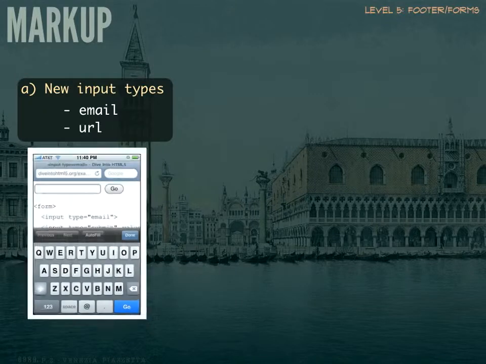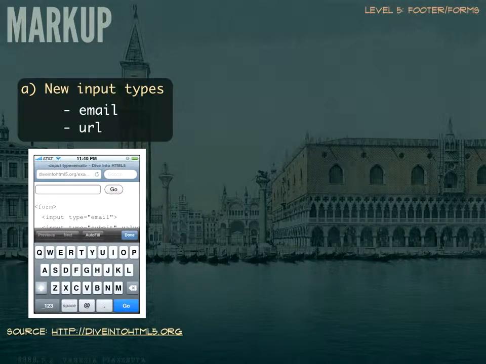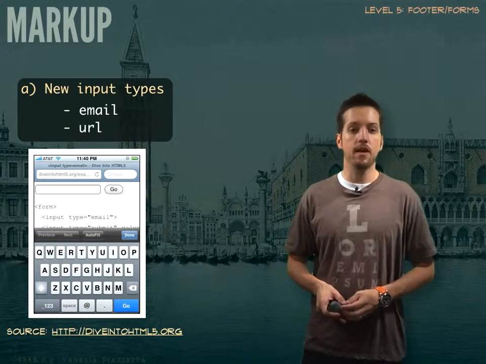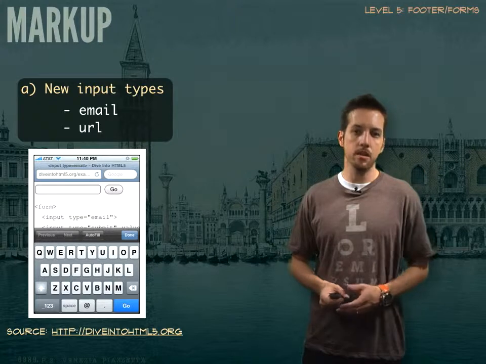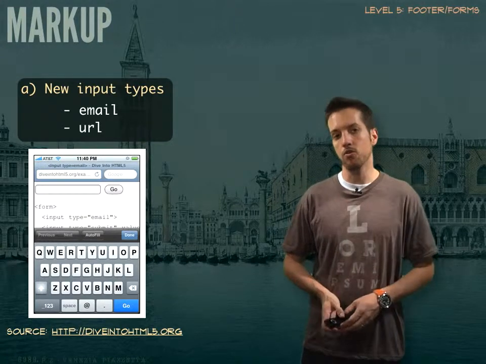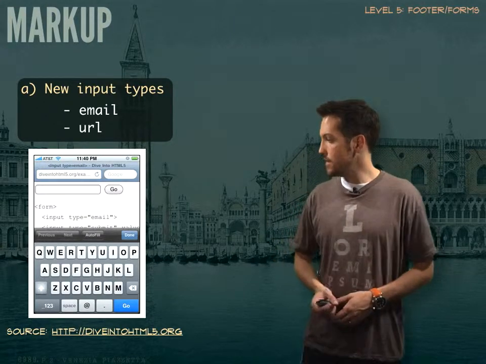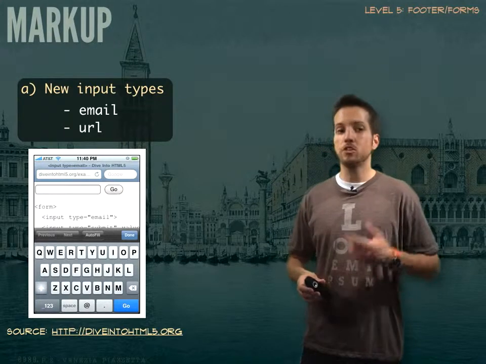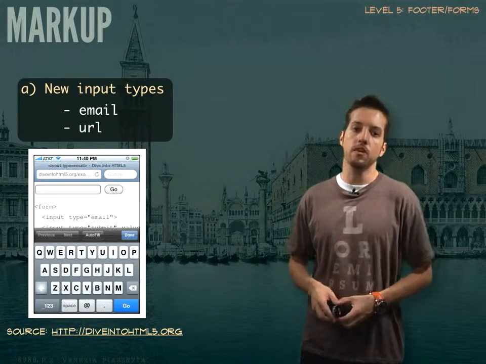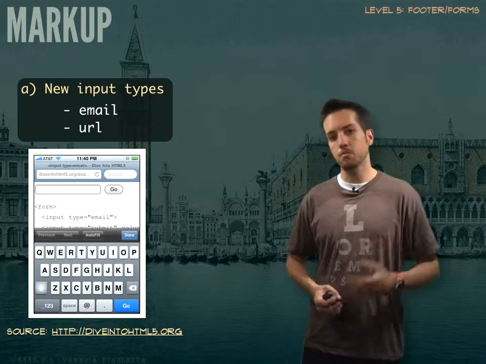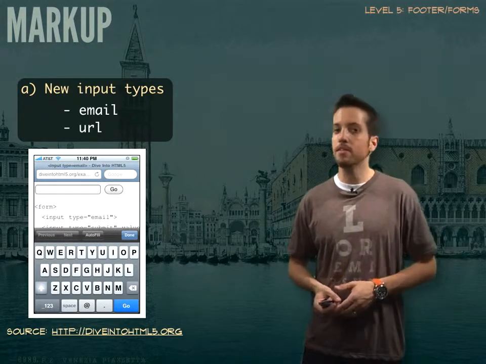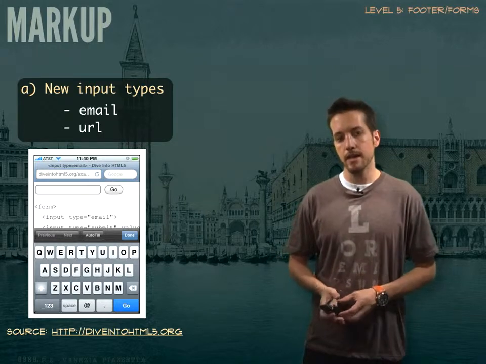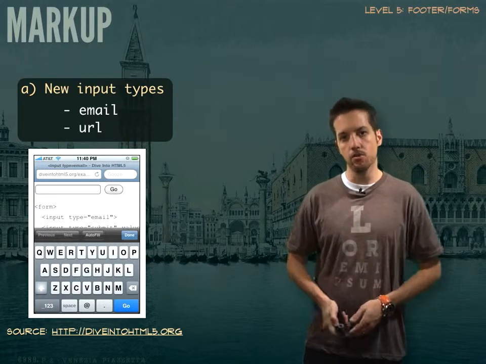Now with our email and URL input types, we can actually define in the markup what type of field we have. This is great for devices such as the iPhone or the iPad, which have different keyboards depending on what sort of form field you're using. In this case, we have an email form field, and that's going to generate the keyboard that's specific for emails. So this is a great usability factor because it allows the user to go directly into what they want to do, in this case typing in their email address, as opposed to trying to find all of the characters.